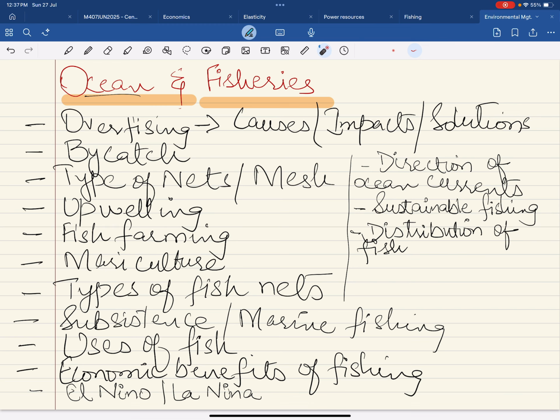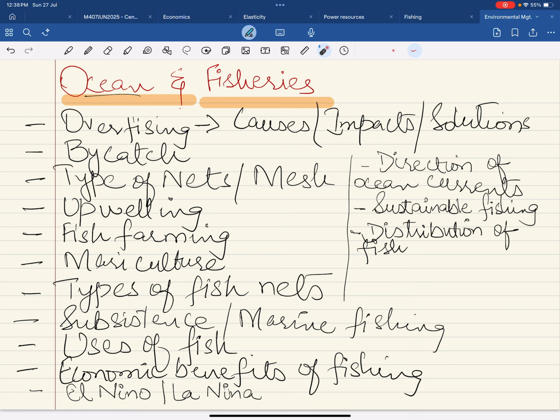Economic benefits of fishing we have discussed. El Nino and La Nina we have discussed. Direction of ocean currents we have discussed. Distribution of fish, which is basically the continental shelf, abyssal plain, etc., we have discussed. Then the thing is sustainable fishing.